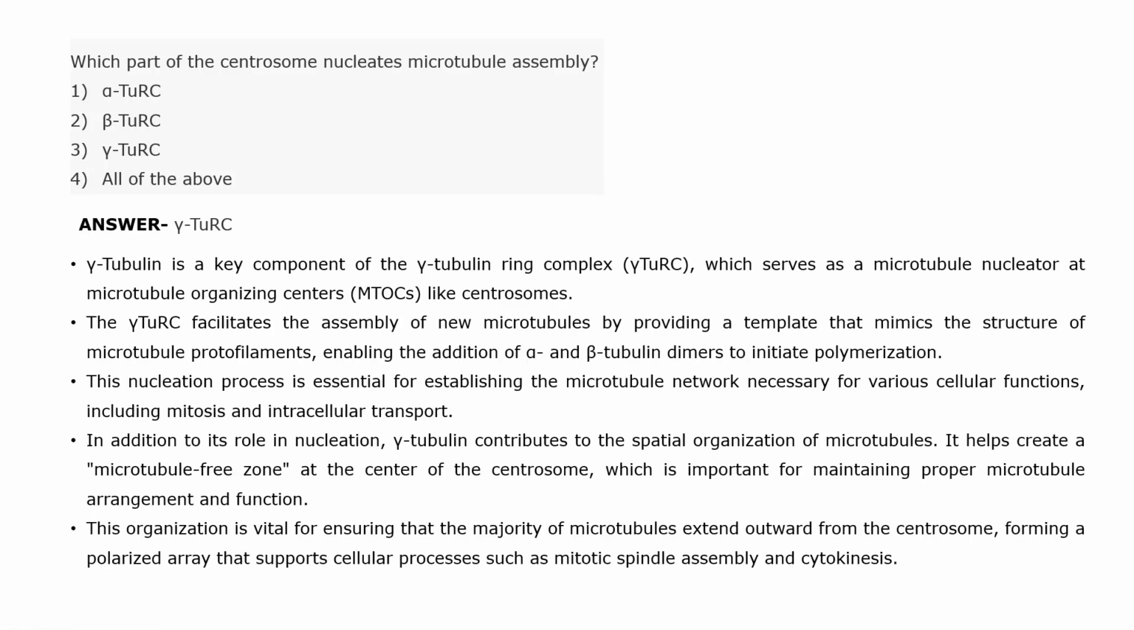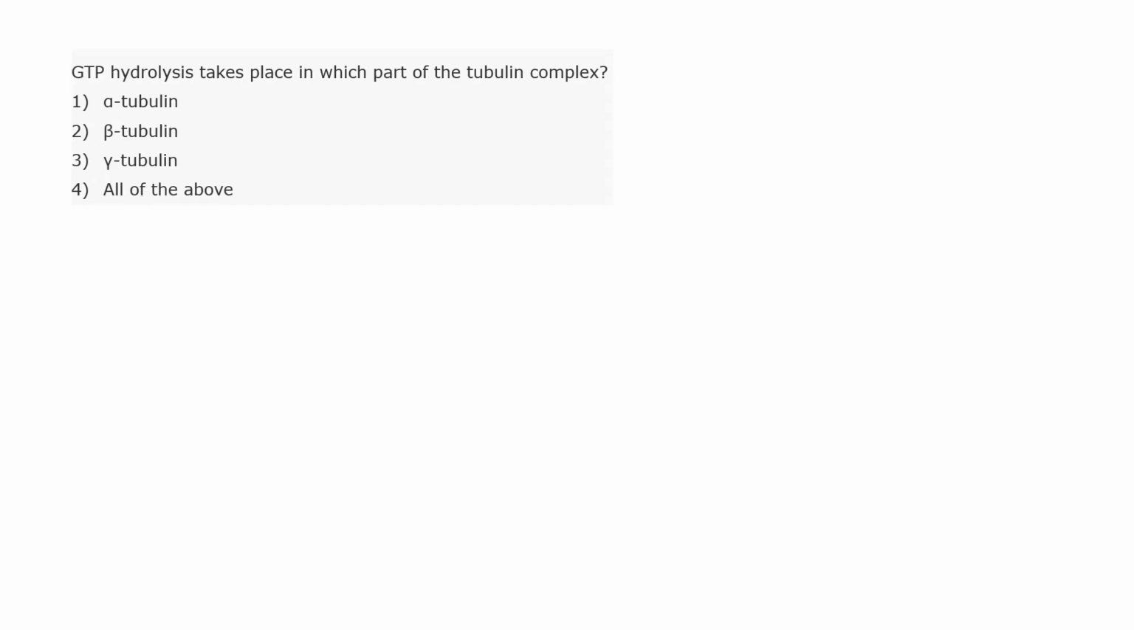Okay, so I hope this is clear. So I will just move on to the next question. Okay, coming on to the next question. GTP hydrolysis takes place in which part of the tubulin complex? Alpha tubulin, beta tubulin, gamma tubulin, or all of the above?